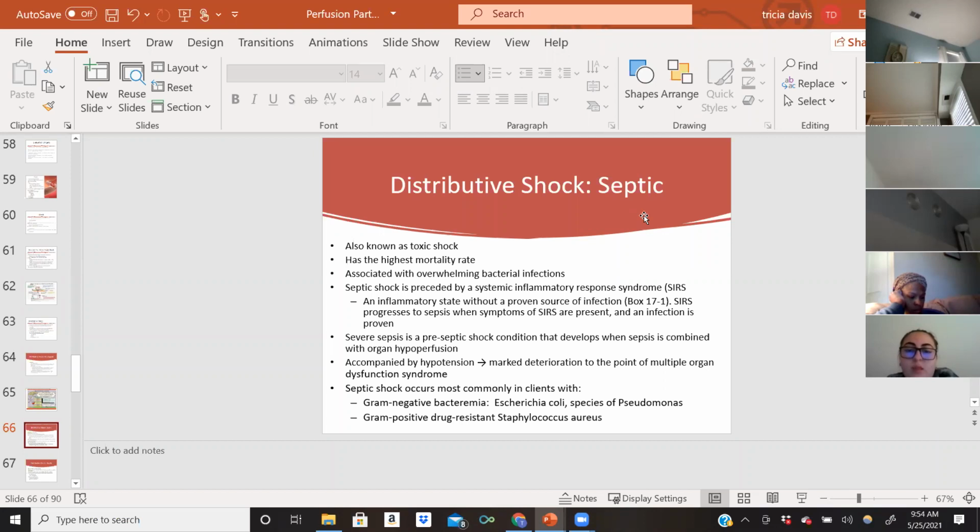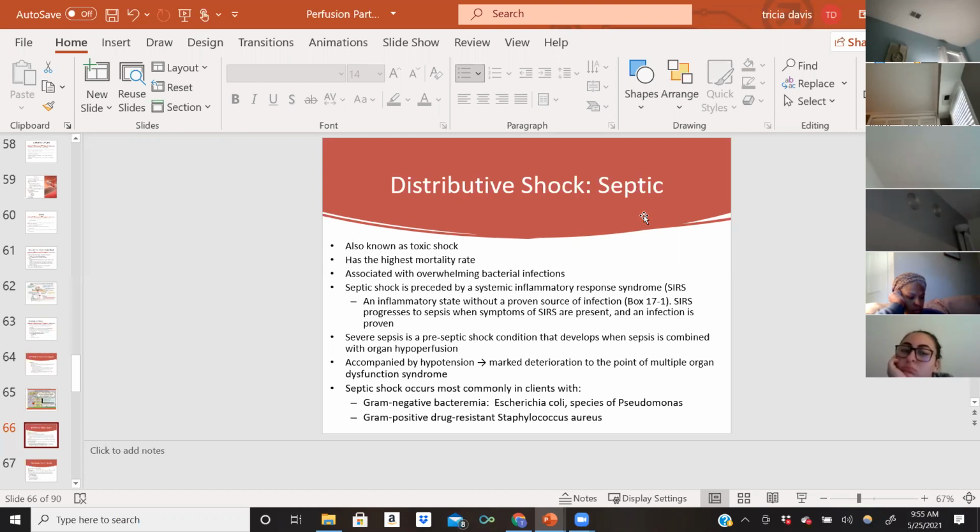Septic shock occurs commonly in patients that have gram-negative, drug-resistant Staph aureus or gram-negative bacteremia, so E. coli and certain species of Pseudomonas. So we see this very commonly in patients who have UTIs. It is very common for that older adult to come in and the family member will say, I don't know what happened to my grandmother. She just all of a sudden got confused. She was perfectly fine. Whenever you see that scenario, you should always think UTI. That's how UTIs present with older adults.